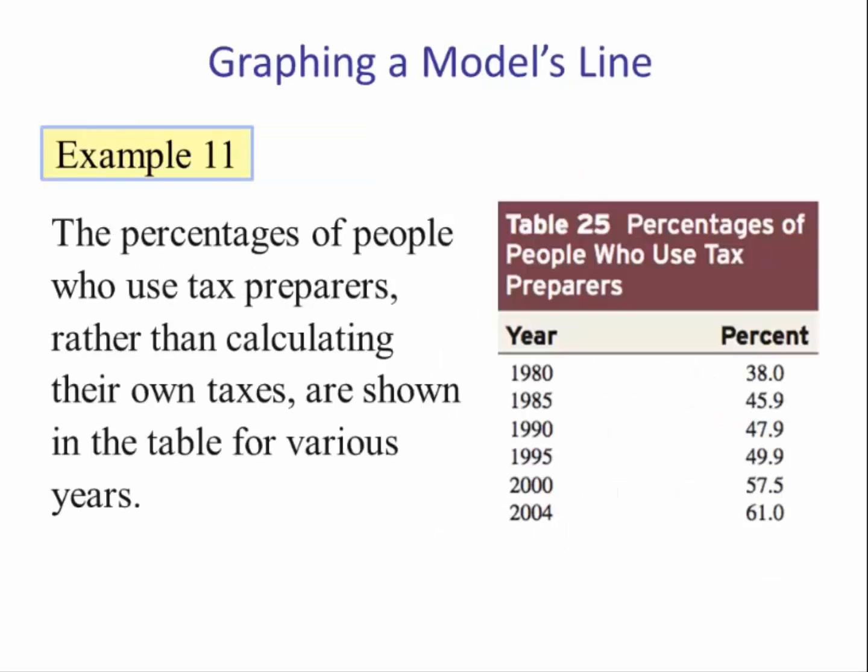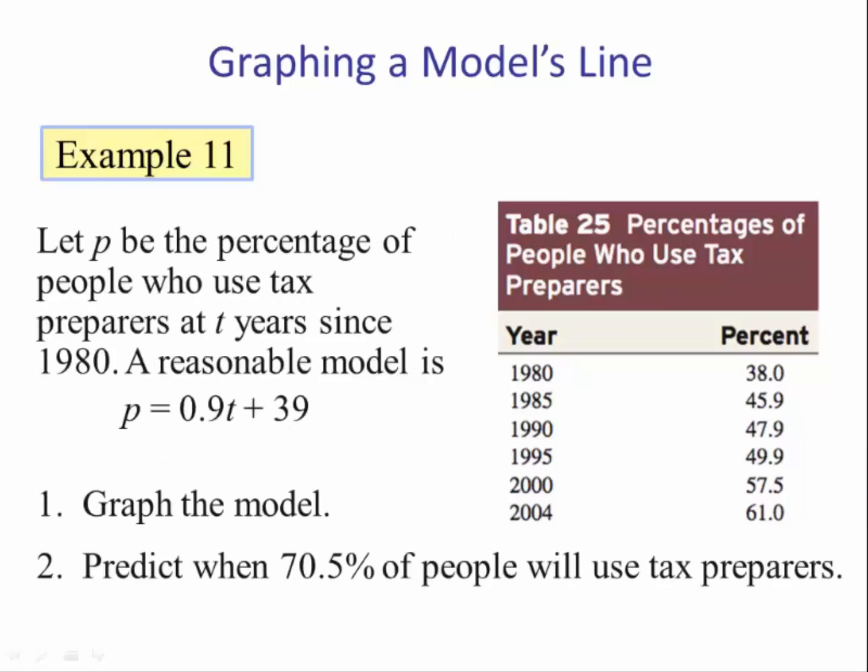Example 11. The percentage of people who use tax preparers rather than calculating their own taxes are shown in the table for various years. So this begins in 1980 and goes to 2004. Let P be the percentage of people who use tax preparers at T years since 1980. A reasonable model is P equals 0.9 T plus 39. Number 1, graph the model.